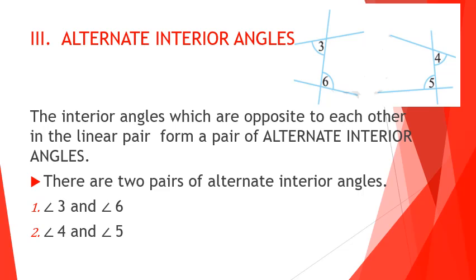Why will it not become angle 3 and angle 5? Because these are interior angles but they lie on the same side of the transversal. Alternate interior angles should be on opposite sides of the transversal and in the alternate place also.